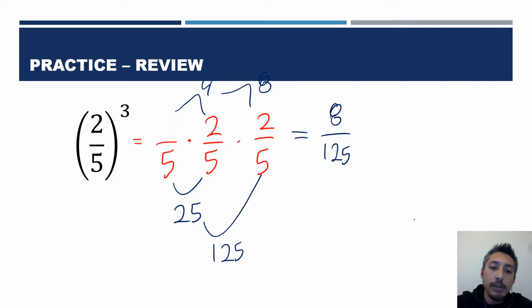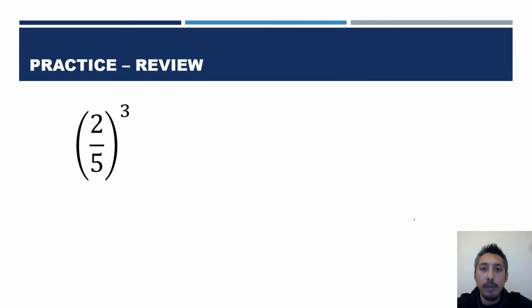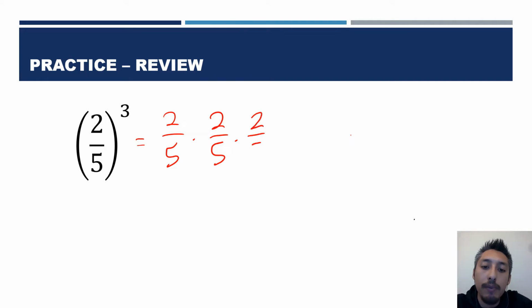So let's go ahead and erase this. Let's review this one more time. So we have 2 over 5 to the power of 3, which we just talked about is the same thing as saying 2 over 5 times 2 over 5 times 2 over 5. Well, yes, we know that 2 times 2 times 2 is 8. We just said that. But there's actually another way that you could write this out with exponents.